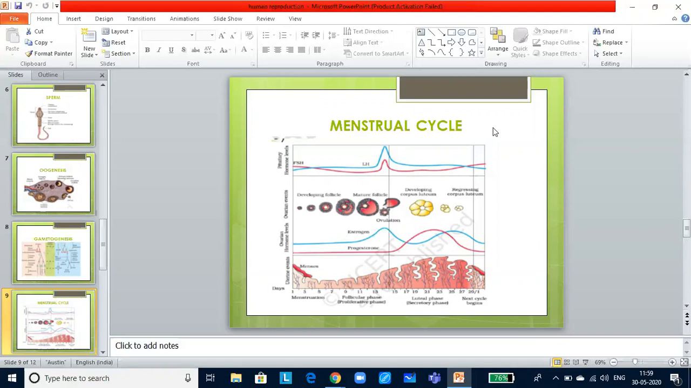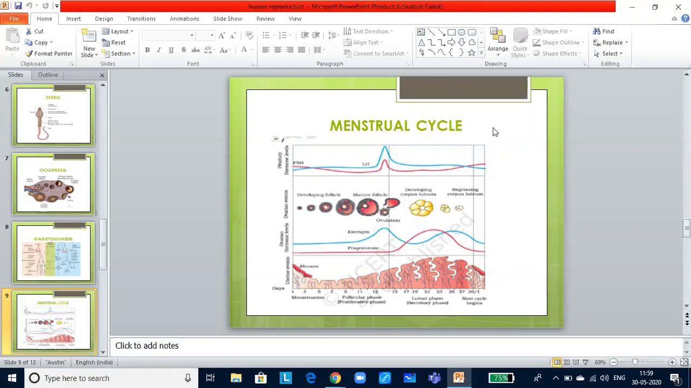Luteal phase: the ruptured follicle will now transform into the corpus luteum. It secretes large quantities of progesterone. So in the absence of fertilization, the corpus luteum degenerates, and this causes disintegration of the endometrium, which will result again in the menstrual cycle. Now, the menstrual cycle in women mostly will cease between the ages of 45 to 50, and it is called menopause.